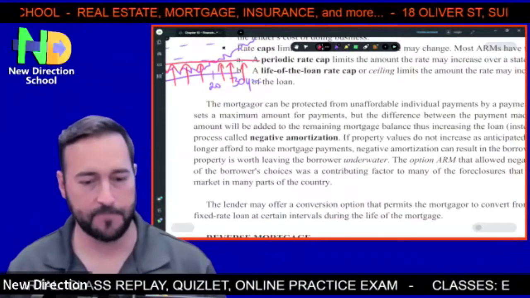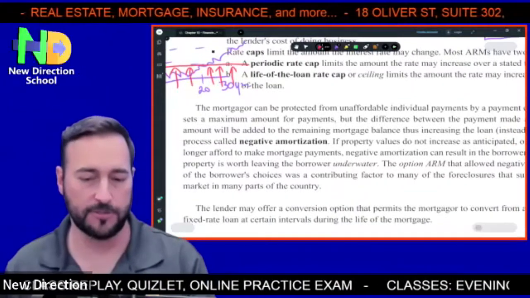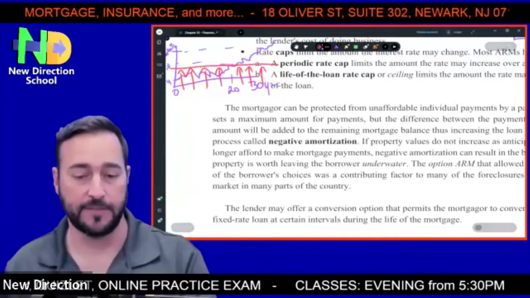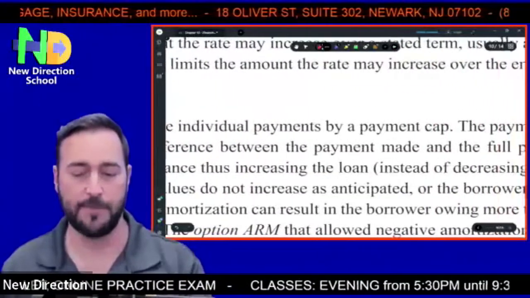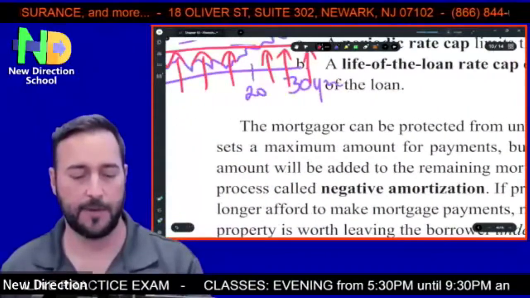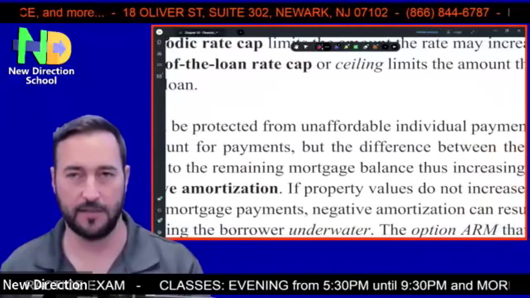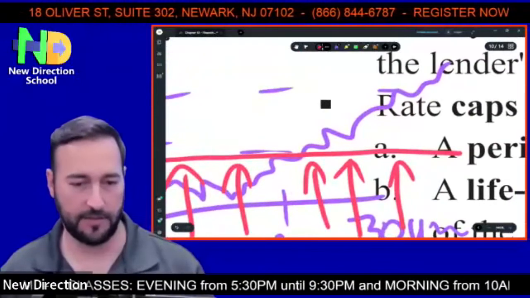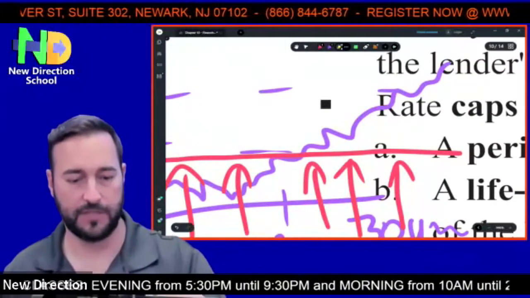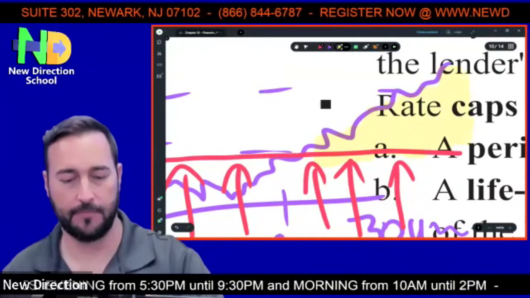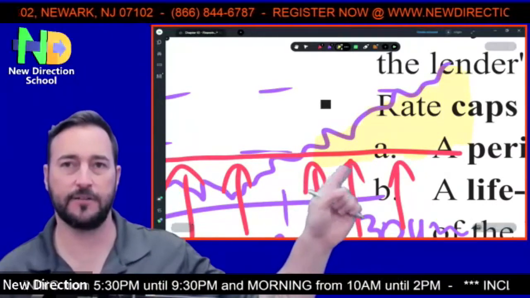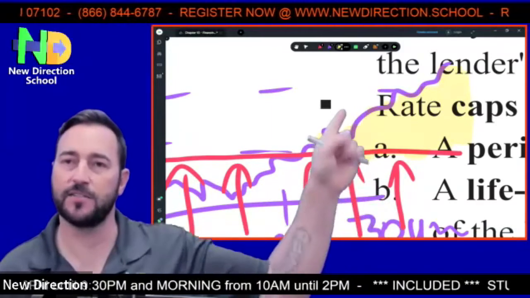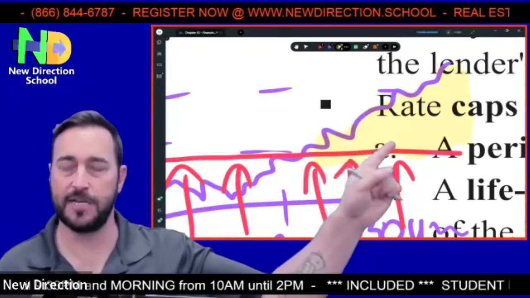So the mortgagor can be protected from unaffordable individual payments by a payment cap, and the payment cap says the maximum amount for payments. But the difference between the payment made and the full payment amount will be added to the remaining mortgage balance, thus increasing the loan. So here's what we got. You see the ceiling right here? Do you see this gap? Can you guys see the yellow stuff here? This gap is the lender losing money because interest rates are really high. That means they're losing money.